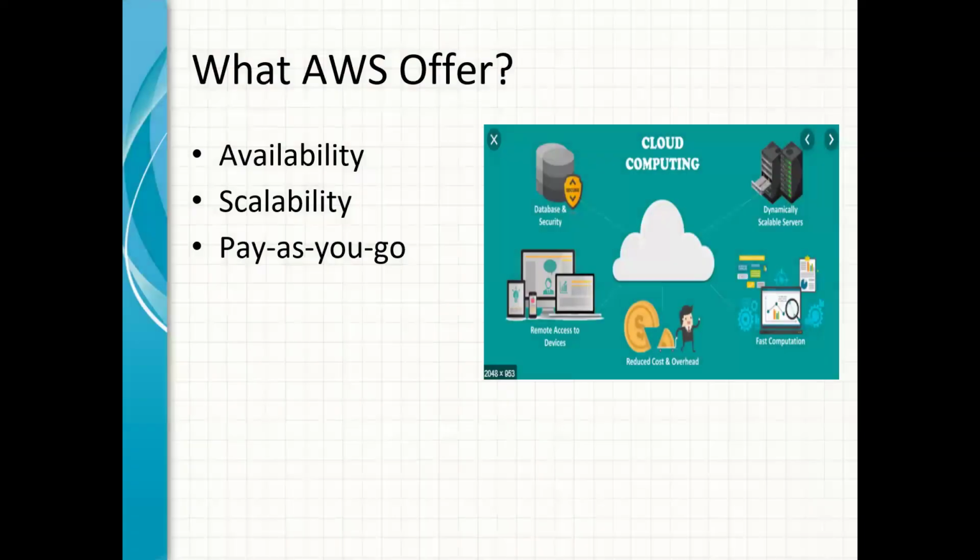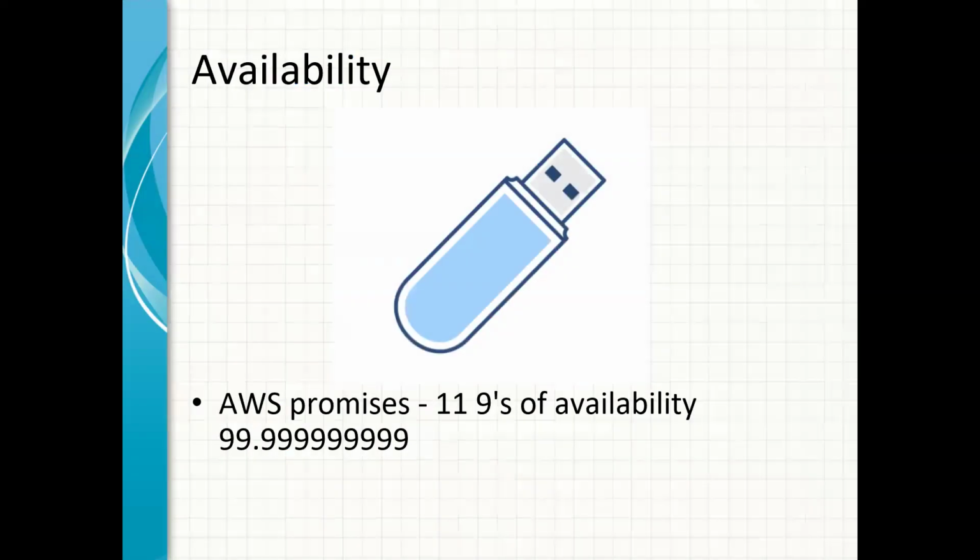And what is AWS offering? AWS is offering availability, scalability, and pay as you go. So what is meant by availability? Availability means data availability. Assume a scenario where you are required to give a presentation, and you are not in India, maybe you are traveling to some other country, maybe Singapore.